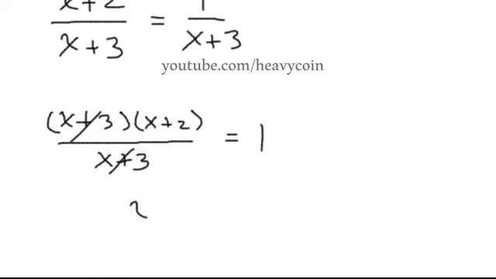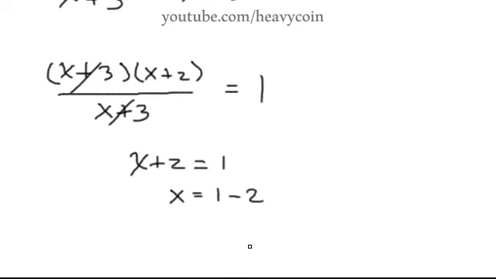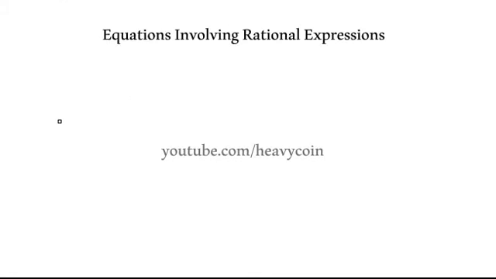So now we're just left with x plus 2 is equal to 1, and you can take this 2 over to the right, so this becomes 1 minus 2, and of course x is now equal to negative 1. So your solution set is negative 1 is the solution. Alright.